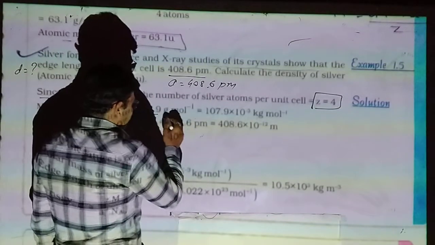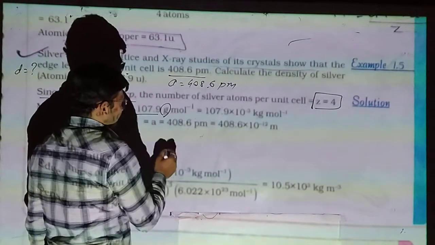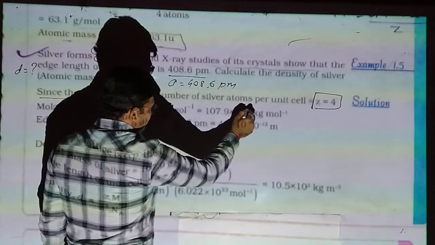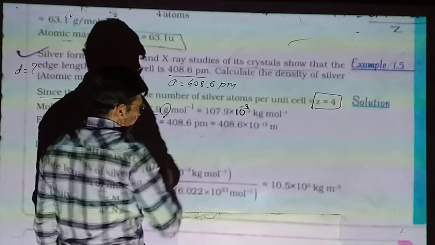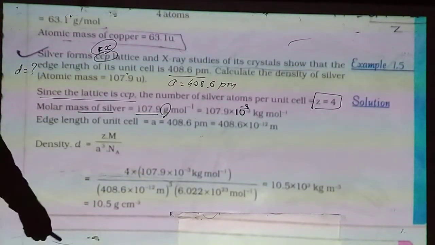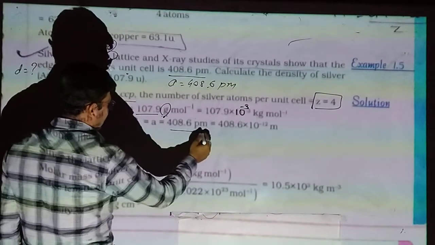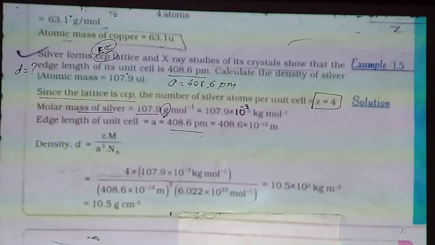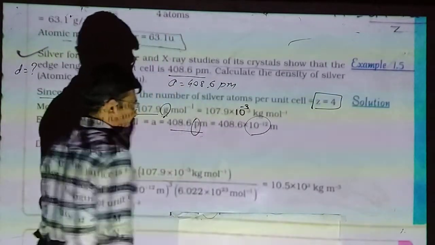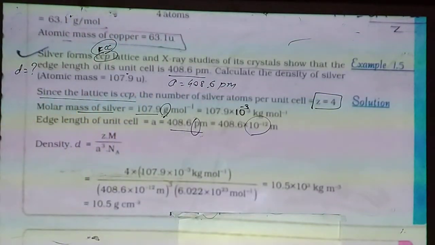In MKS, we have to convert gram into kilogram, so gram divided by 1000, so it will be 10 raised to minus 3. So 107.9 into 10 raised to minus 3 kilogram per mole. Edge length of the unit cell, here 408.6. We are removing pico, so there will be 10 raised to minus 12.